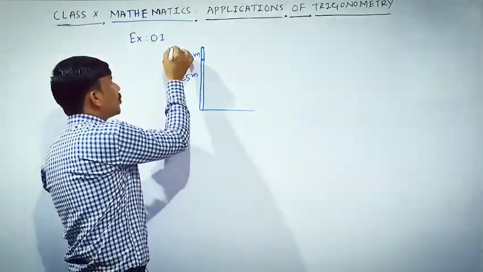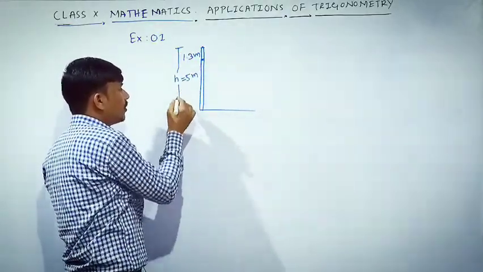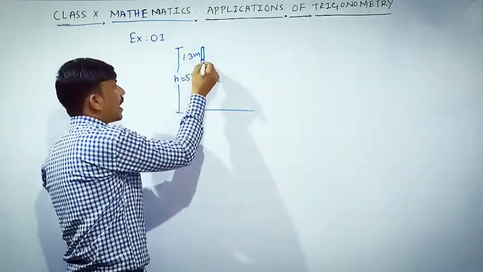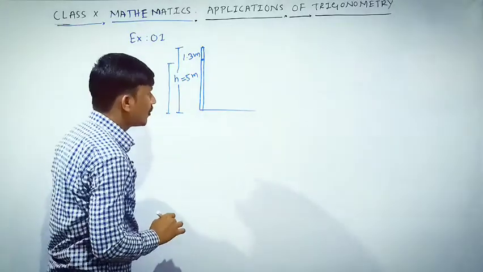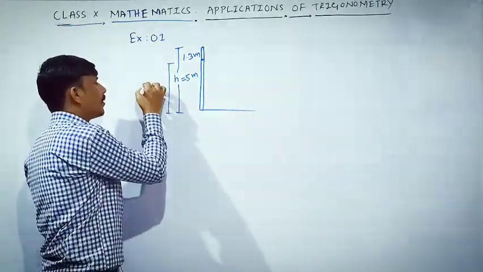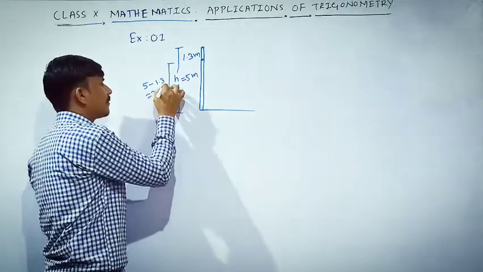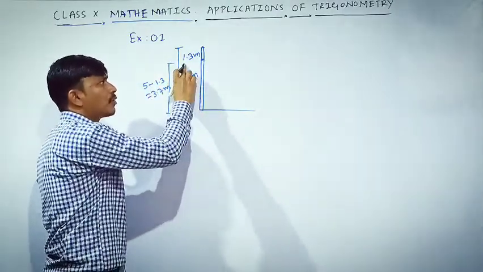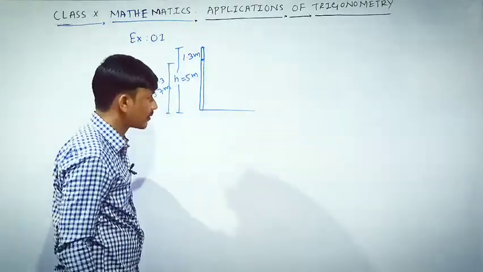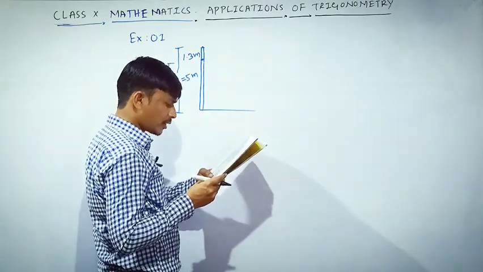Understood? Then total height is equal to 5 meter, and the height from fault to the ground is 5 minus 1.3, that is 3.7 meter. Then 1.3 below the top of the pole.